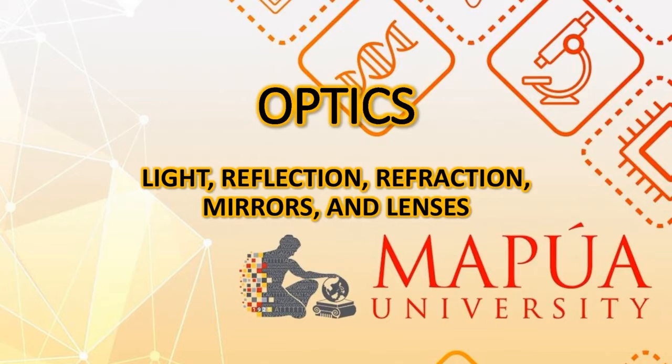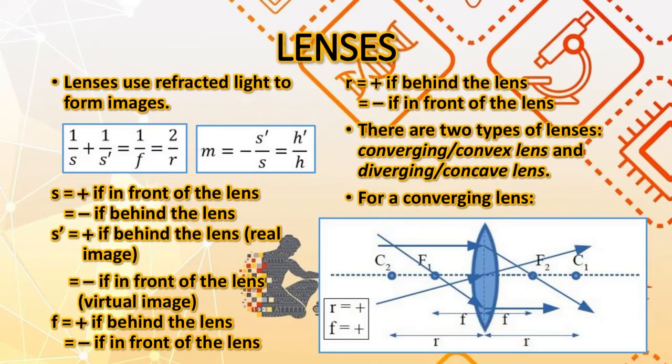And lastly, we come to image formation using lenses. Lenses, in particular thin lenses. Thin lenses are optical devices that refract light. Therefore, any images formed are formed using refracted light.